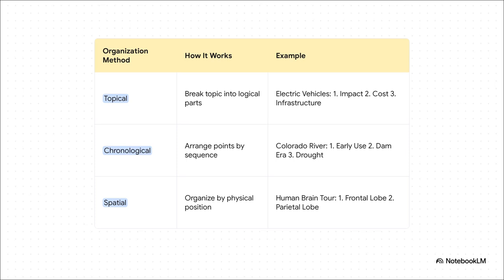Let's break that down. Say you're doing a talk on electric vehicles. A topical structure would be to break it into logical parts, like first, their environmental impact, second, the cost, and third, the charging infrastructure. Simple. Or if you're talking about the Colorado River, chronological makes sense, right? You'd start with early use, then move to the era of building dams, and finally talk about the current drought. And for spatial, imagine you're giving a tour of the human brain. You'd literally organize it by physical location, the frontal lobe, then the parietal lobe, and so on. See? The key is just picking the structure that fits your content best.